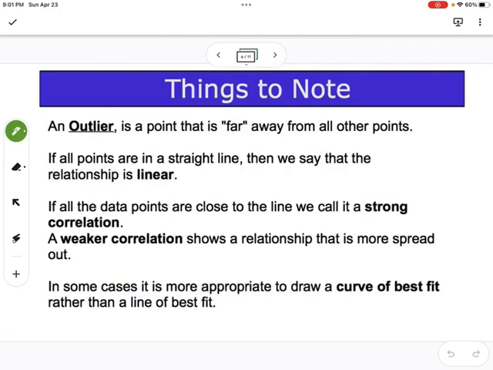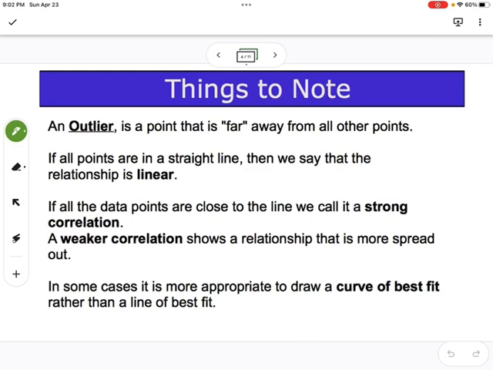Okay, so like I had said before, an outlier is a point that is far away from all the other points. If all points are in a straight line, then we say that the relationship is linear. If all the data points are close in a line, we call it a strong correlation. A weaker correlation shows the relationship is more spread out. Okay, so the data points, if they're close together, it's strong. If they're far apart, it's weak.